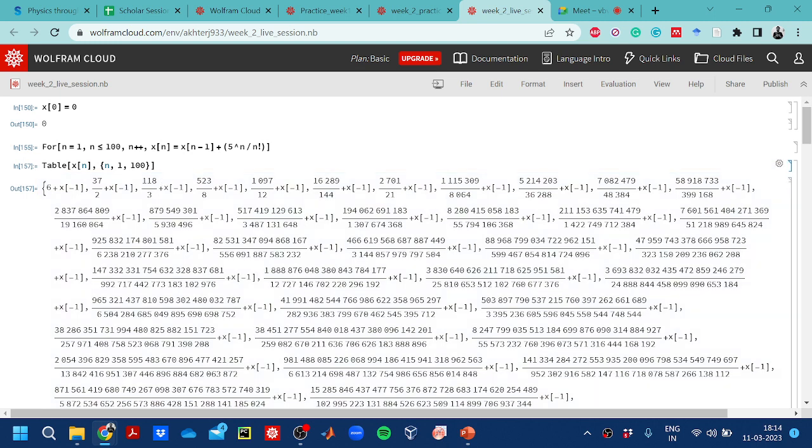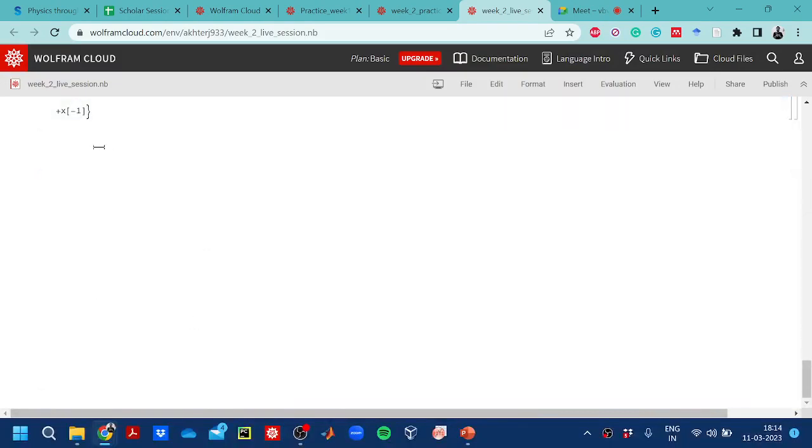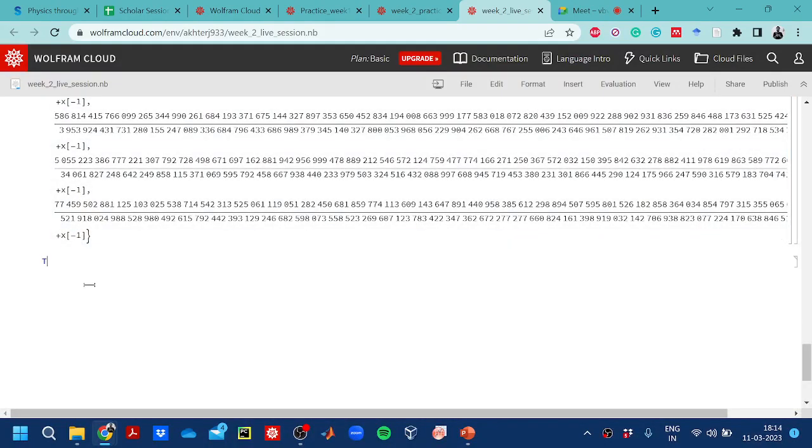So I think there is some issue here. Or we can do this with the help of a table also. So let us do that. So table, 5 to the power n divided by n factorial, and the limit of n let us take from 0 to 100.